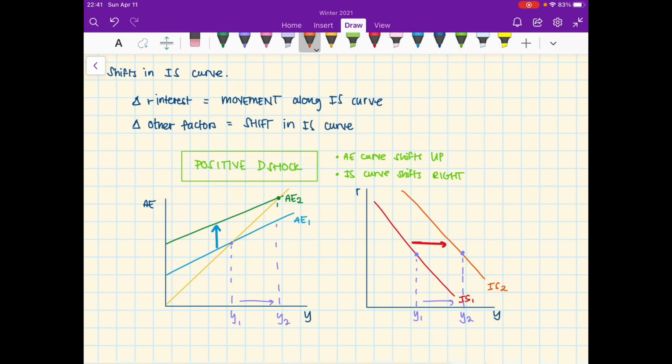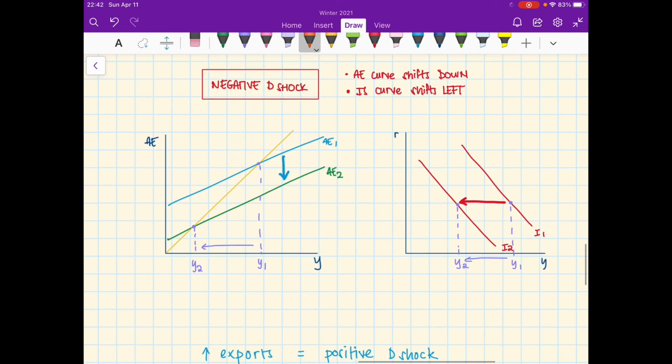The IS curve shifts as a result of changes in the factors affecting aggregate expenditure other than the real interest rate. These are referred to as demand shocks, which can be positive or negative. A positive demand shock will shift the AE curve up, causing equilibrium GDP to increase, and therefore that will be reflected in the IS curve, which will shift to the right, as you can see here.